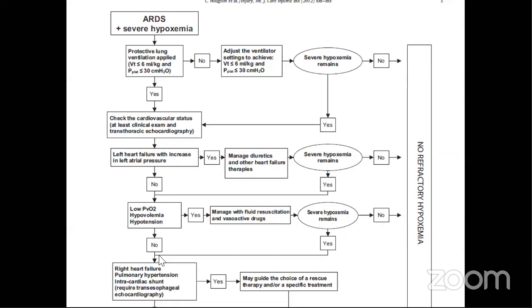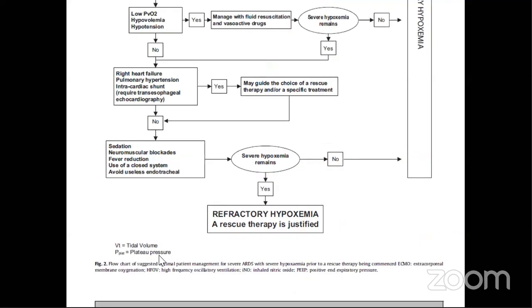So we should optimize the right-sided function of your patient by giving him inotropes, for example dobutamine, or any dilator like milrinone, to improve the right-sided function of your patients. The fourth, you should keep your patient well sedated, and sometimes you need to give him neuromuscular blockades, either boluses or infusion according to the response of your patient. So you should maintain the left ventricular function, right ventricular function, intravascular volume of your patients, and optimize the sedation and the muscle relaxant before going for any rescue therapy.